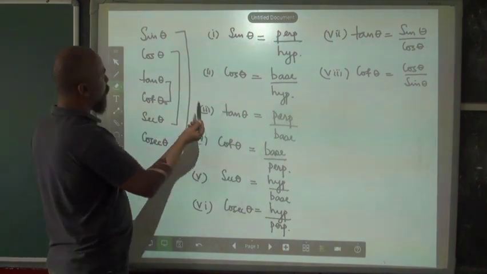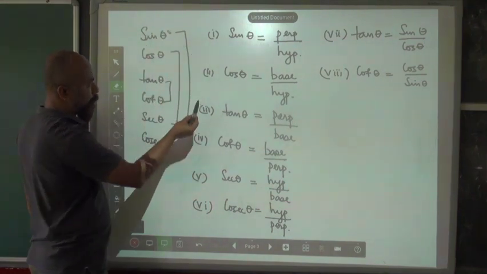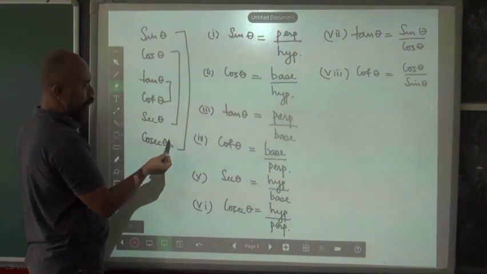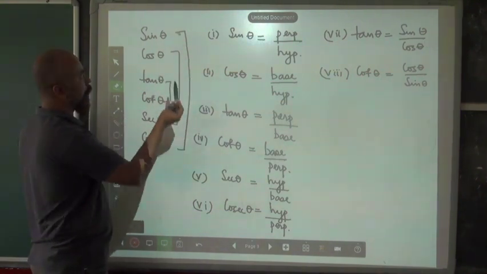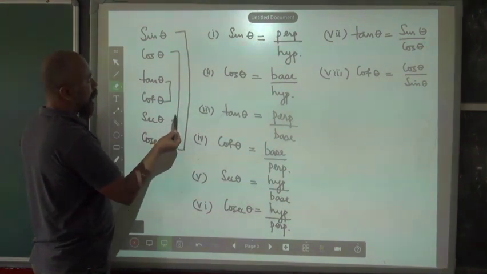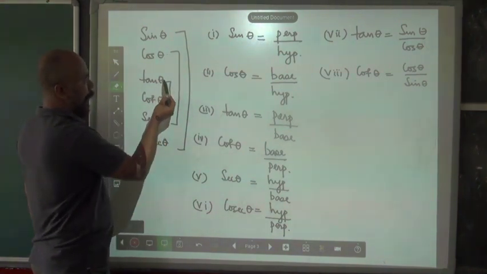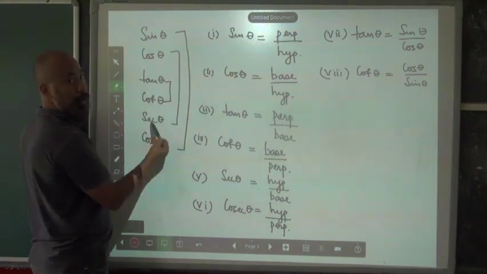So what you can say from here is that sine theta is 1 by cosec theta, or cosec theta is 1 by sine theta. They are reciprocal. Similarly, cos is 1 by sec, sec is 1 by cos, tan is 1 by cot, cot is 1 by tan. So they are reciprocal to each other.